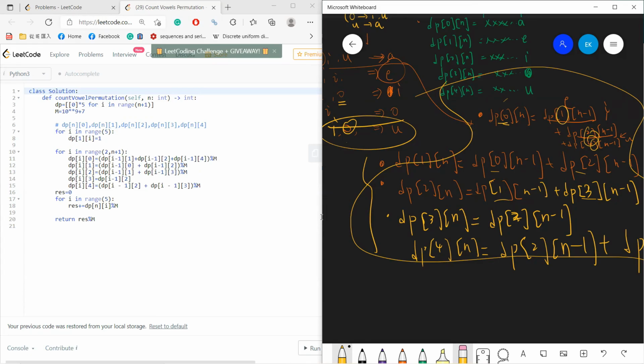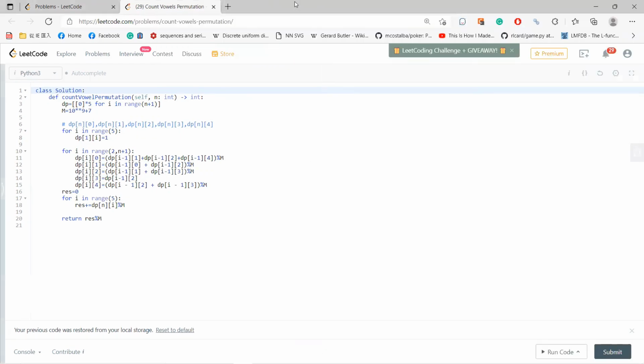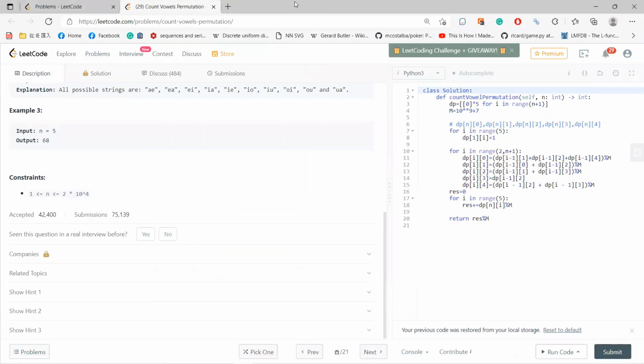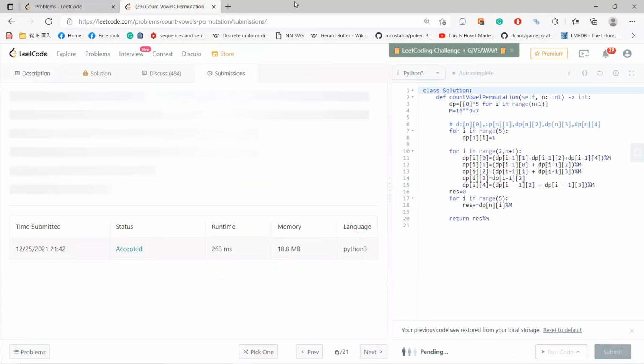And finally, you just sum everything up, because your final string can end in any of A, E, I, O, U. So you add the results together. I think it is very important to take the modulo at each step, because M is very large.